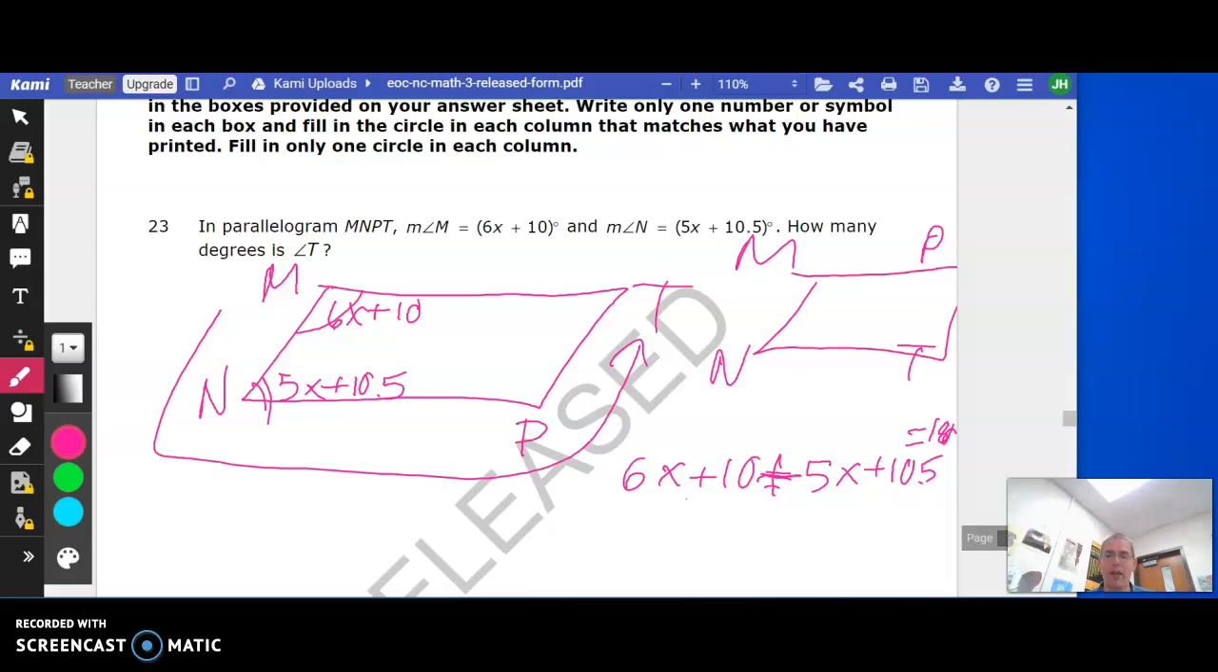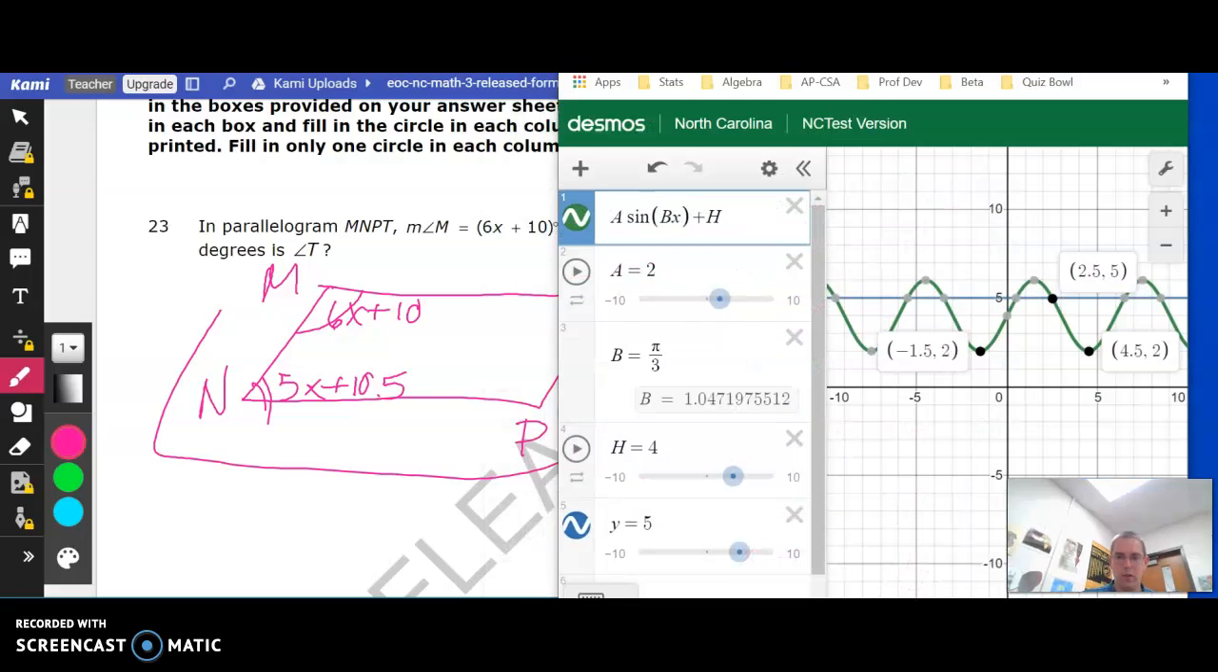So if I'm going to add those up, I could simplify and get some answers. Actually, at this point, if you wanted to, you could put it in Desmos. But I have 11n plus 20.5 equals 180. Subtract 20.5 from both sides. So that's 11n equals 159.5. And at this point, I finally am going to reach for Desmos.